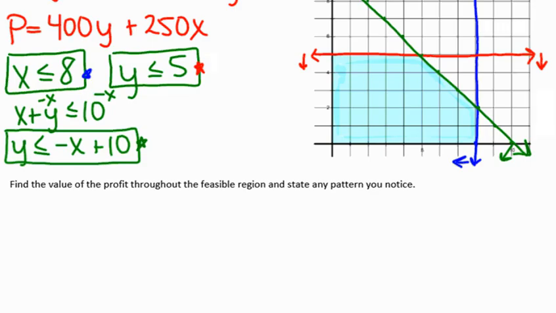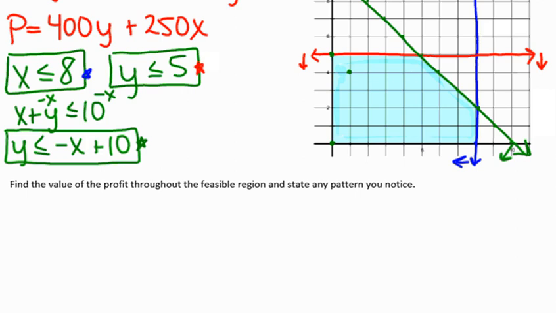This next question says, find the value of the profit throughout the feasible region and state any patterns that we noticed. So we want to come to the conclusions. We want to try a bunch of points that we see in this feasible region. So I see 0 and 0. Let's just pick, let's say 0 and 5, say 1 and 4. Just pick any points that you see.